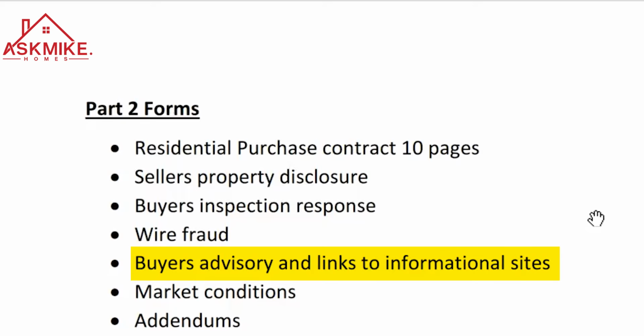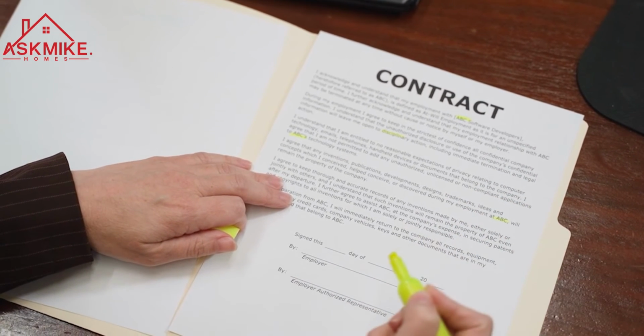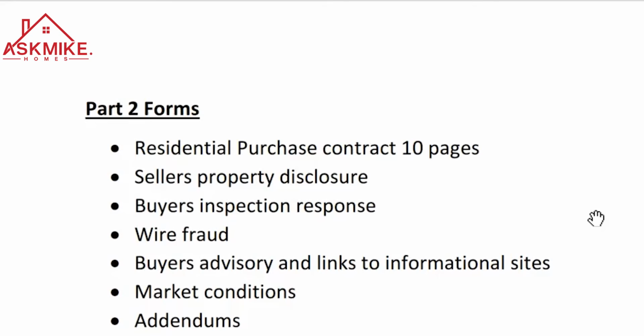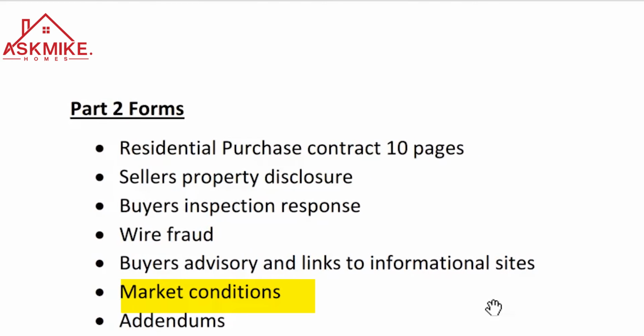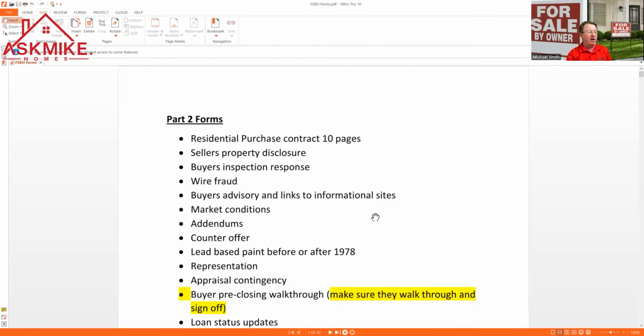The next document that we're going to talk about is a buyer's advisory. A buyer's advisory is something real estate agents use because it's got a lot of great information about understanding the purchase contract and some of the terminology, and it also has links to a lot of websites that give additional information that's educational for both the buyers and the sellers. The next one that real estate agents commonly use is market conditions. This is a document primarily used by real estate agents in a transaction.